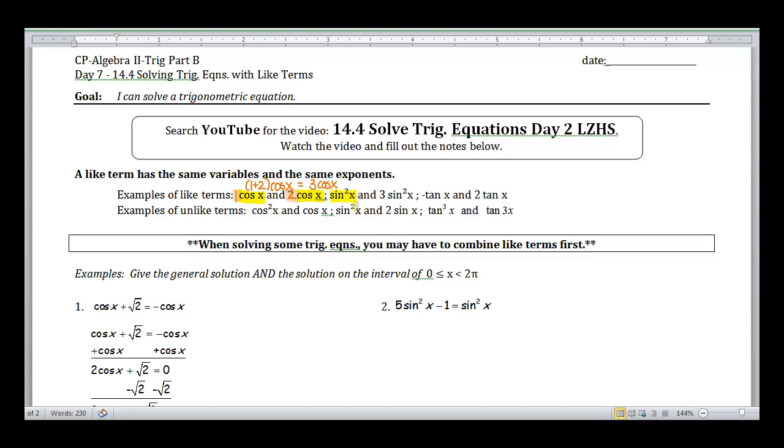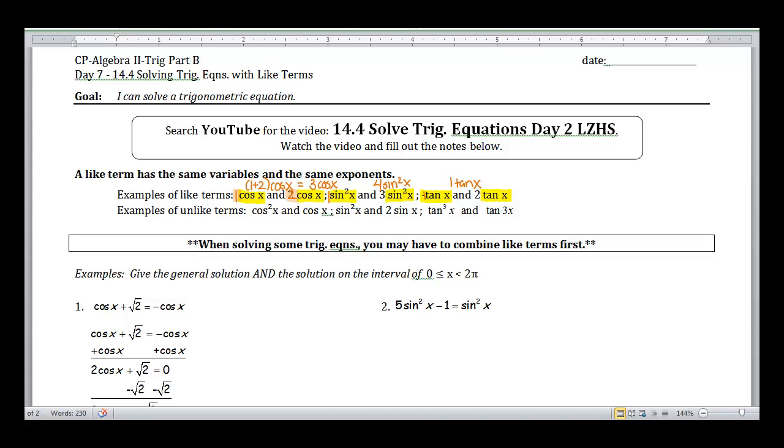Similarly, sine squared x and 3 sine squared x, I could add those together, 1 plus 3, and get 4 sine squared x. Likewise with negative tangent x and tangent x, if I add those together, a negative 1 and a positive 2 would be positive 1 tangent x. Those were all the same function with the same degrees, so you could combine their coefficients.